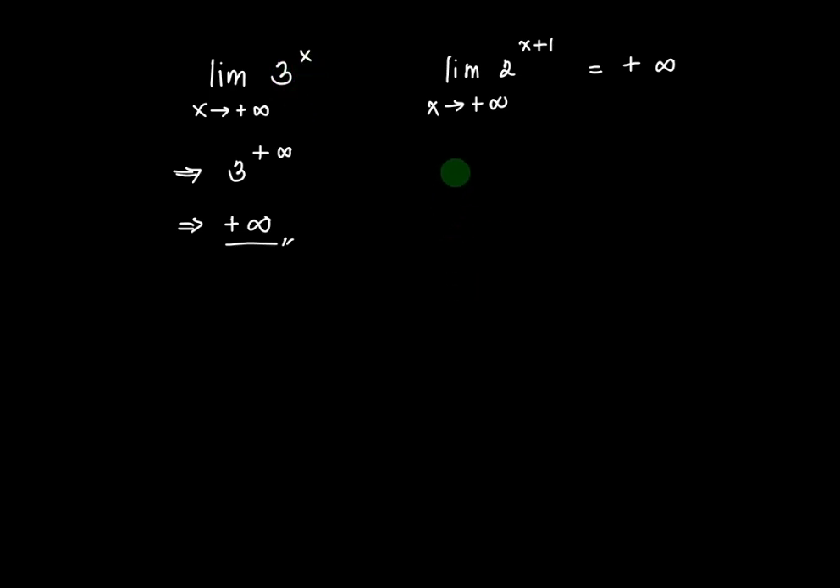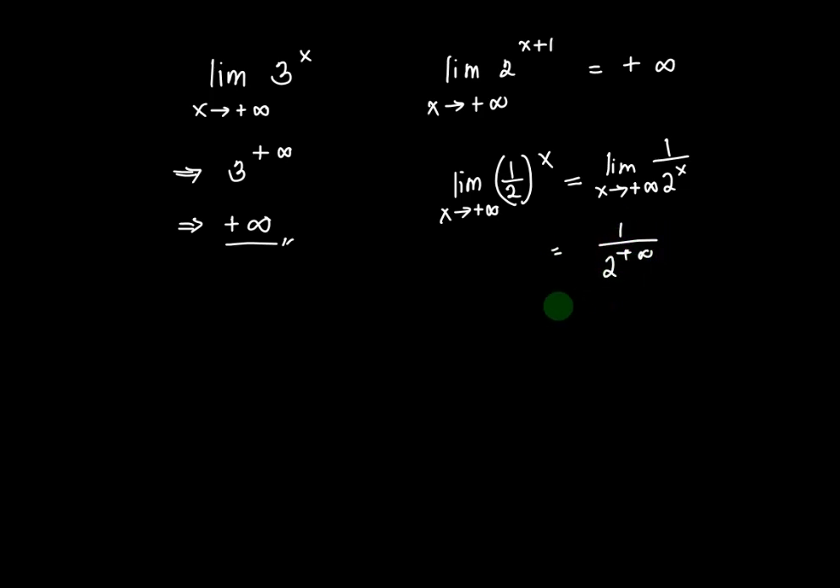What if we have the limit of 1 half raised to x as x approaches positive infinity? So recall our law of exponent. This is the same as the limit of 1 to the x over 2 to the x, which is 1 over 2 raised to x, as x approaches positive infinity. And we have 1 over 2 raised to positive infinity.